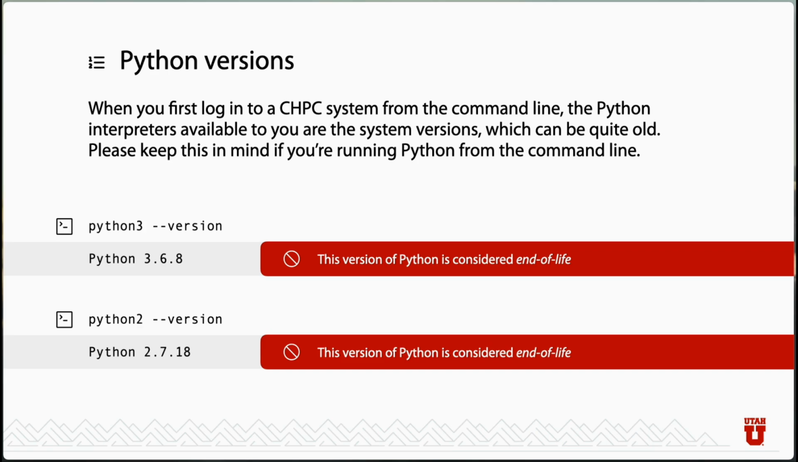When you first log into a CHPC system, the version of Python that's available from the command line is the version that comes with the operating system, and this can be quite old. If you run python3 on a Rocky 8 system, which is the current operating system in 2025, you'll get Python 3.6.8, which is considered end of life according to the diagram we saw a minute or so ago. And of course, Python 2 is no longer supported, so any version of that is considered end of life.